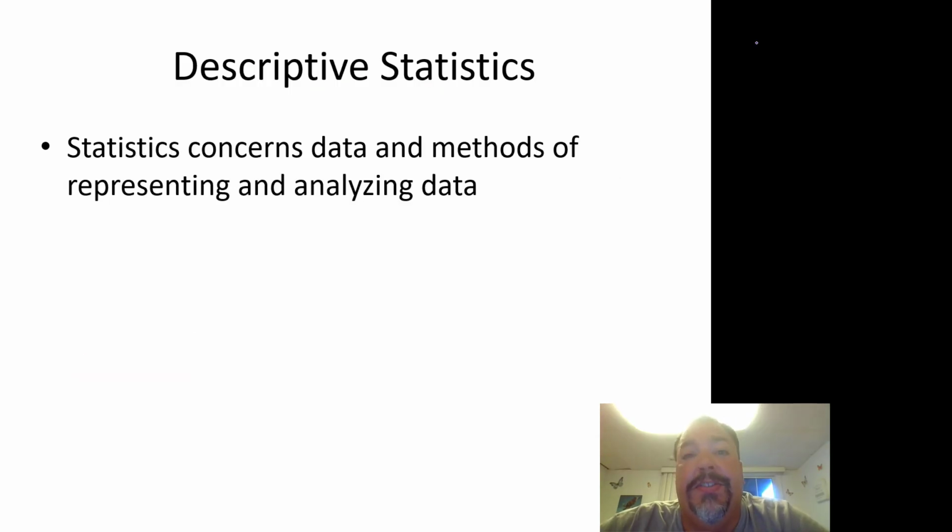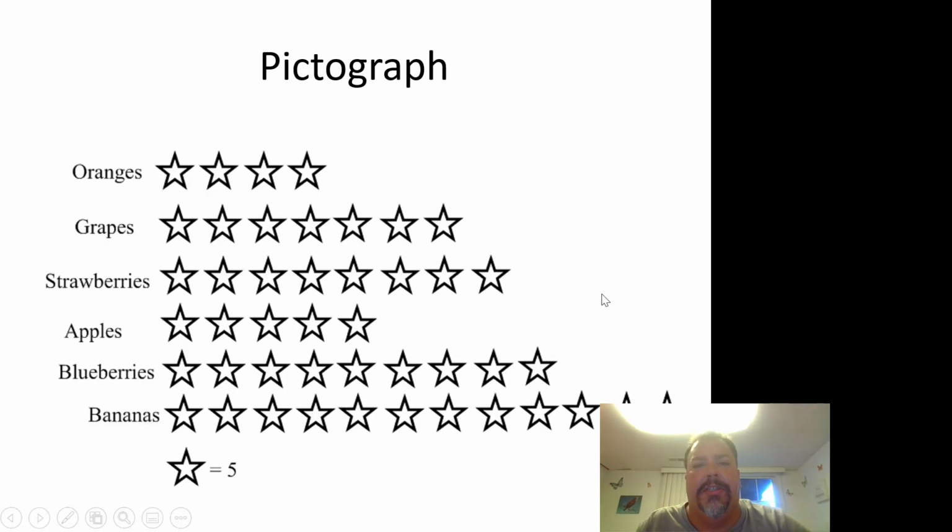All right, in the next part of this video, we're going to go over some descriptive stats, how to look at graphs and interpret them. So descriptive stats, we're dealing with statistics and data and how to represent and analyze it. So there's different types of graphs that you're going to have. So here's an example of a pictograph, which is going to have pictures. Maybe this is showing your favorite fruit, for a class or something. So the stars here might represent 5 people. So each star represents 5 people.